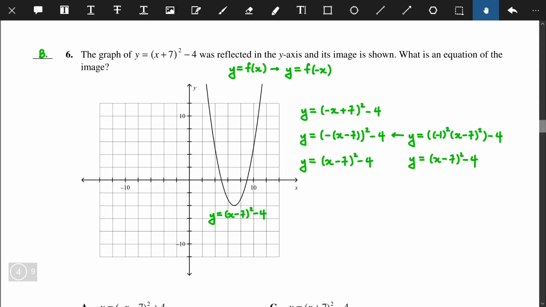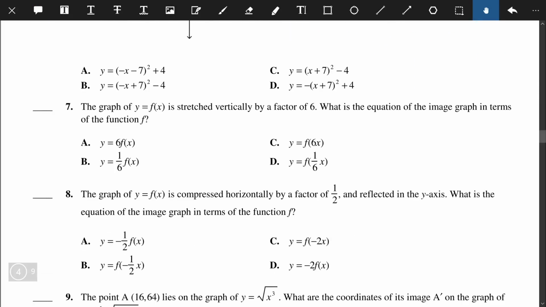Okay, so number 7. The graph of f of x is stretched vertically by a factor of 6. What is the equation of the image graph in terms of the function f? So this is simply going to be letting a equal to 6.